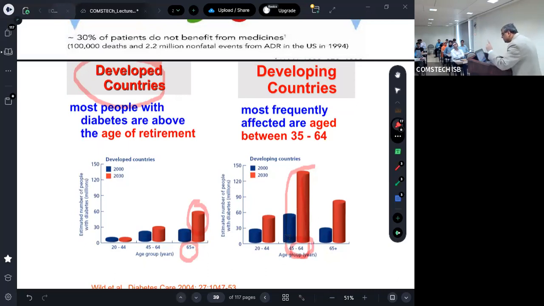Where does the patient go? If someone has developed diabetes after retirement, and if someone developed diabetes during working life, the office life, it makes a big difference in economy, society, and the family.